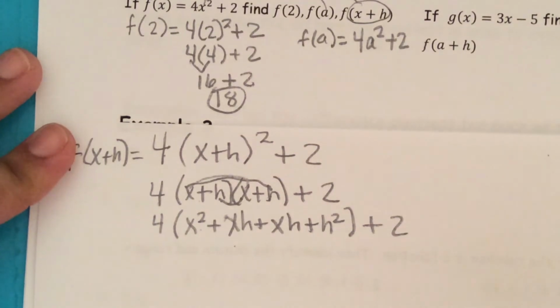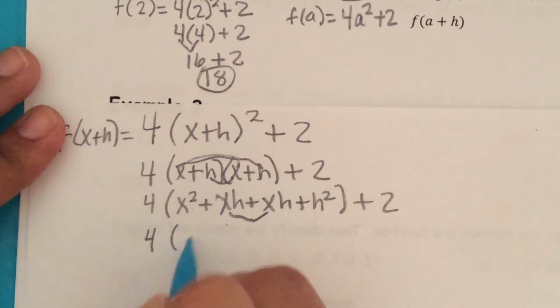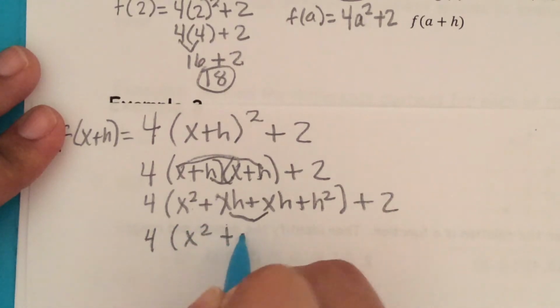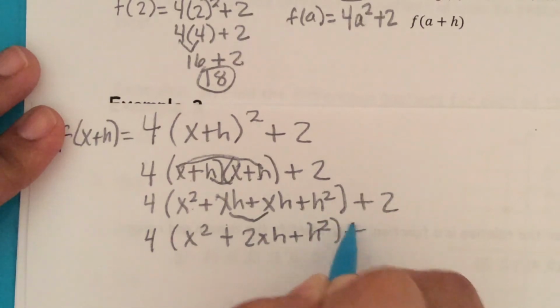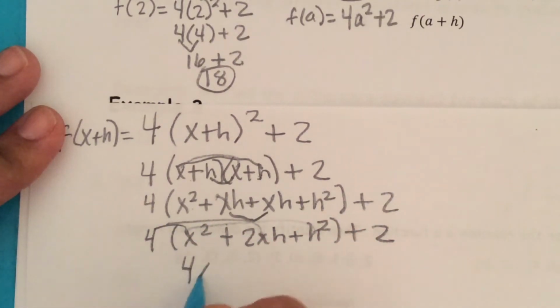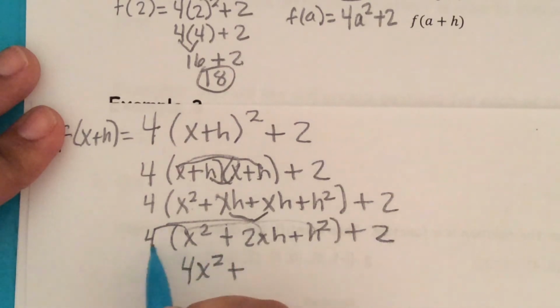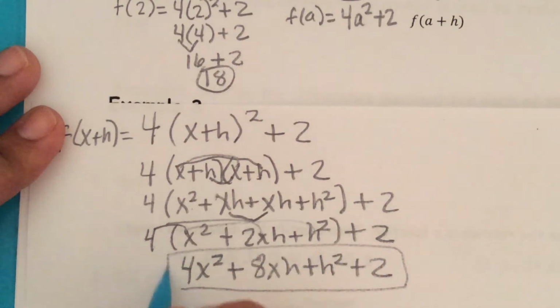Okay, so now we're just going to combine those two. So that's going to be 2xh plus h squared plus 2. Then I'm going to distribute that. That's going to be 4x squared plus 4 times 2 is 8xh plus h squared plus 2. So then this is your final output.